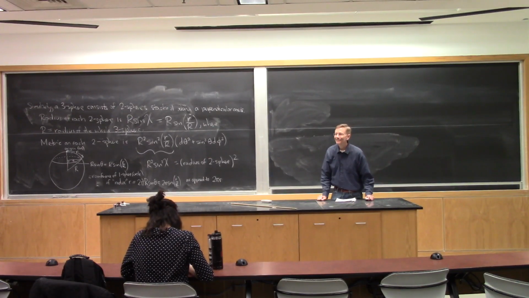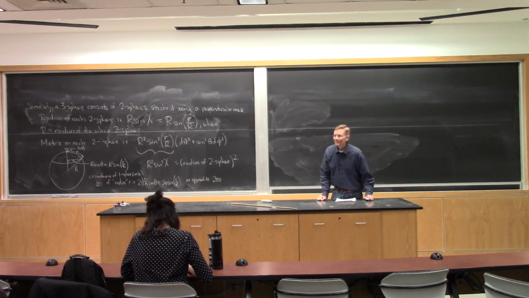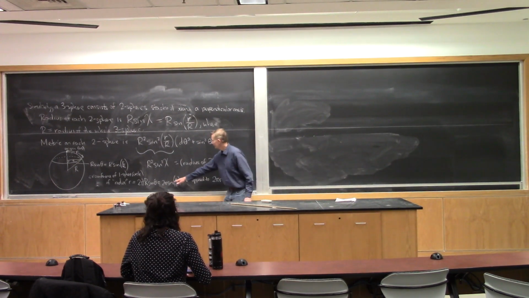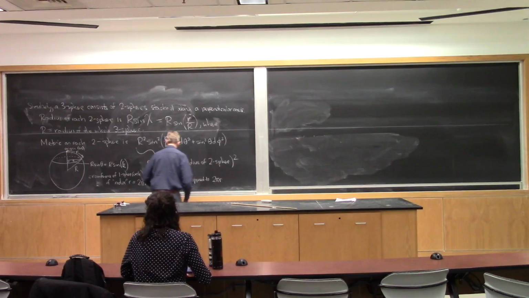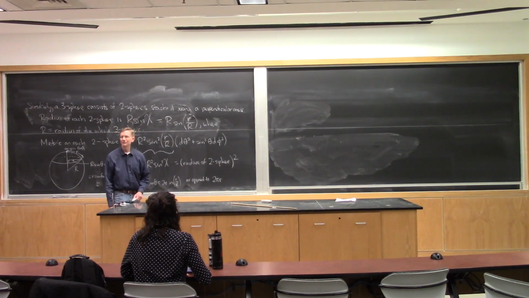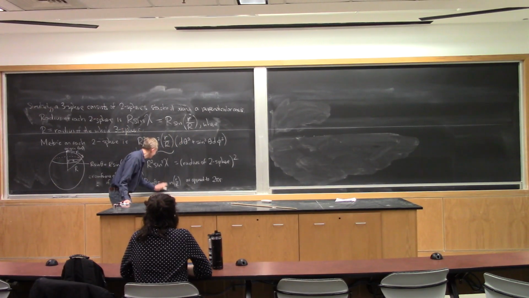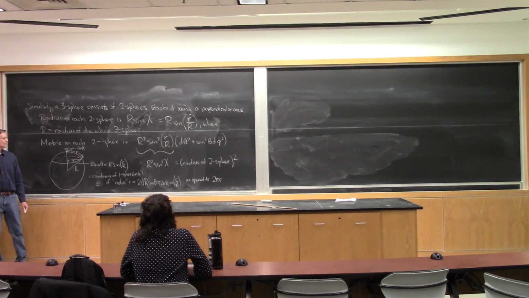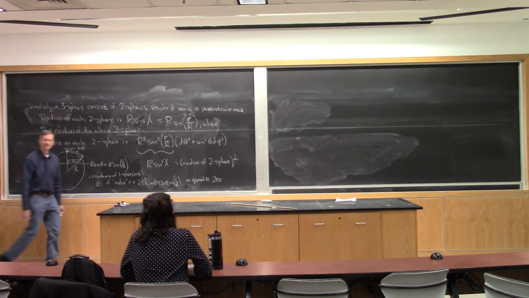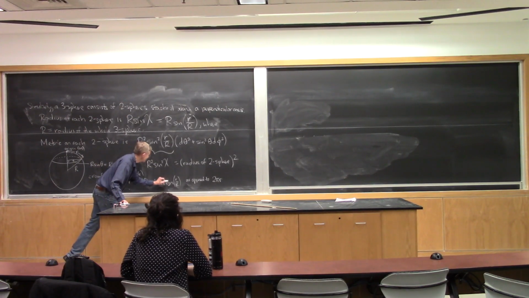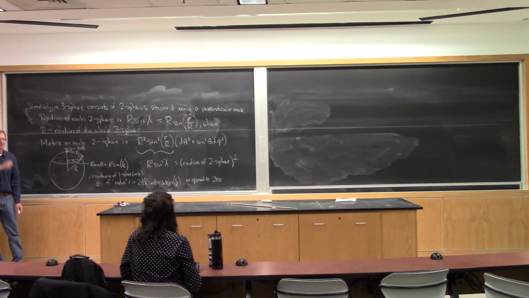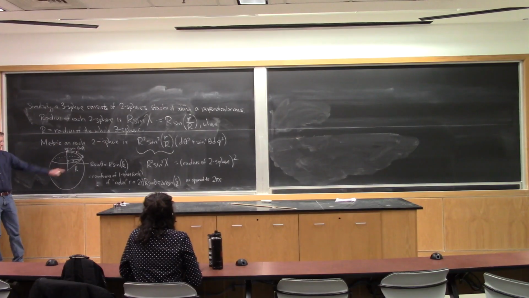Yes? I'm just wondering, why isn't there a 2 pi r? Oh, why did I drop the r? Because I forgot to include it. Thank you so much. Yeah, it belongs there. Absolutely belongs there. So it's 2 pi big R sine little r over big R. That's what it's supposed to be.